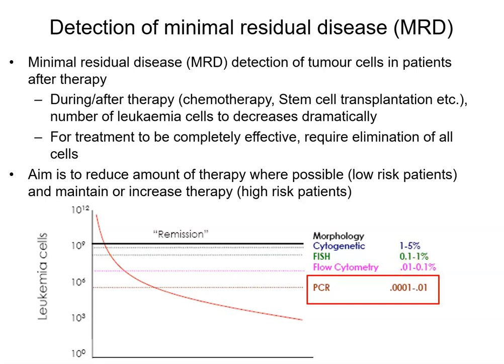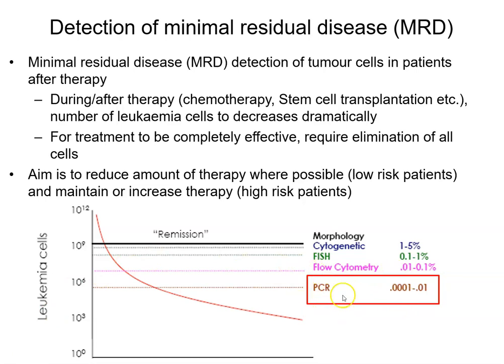Whereas for PCR, if done properly, it can detect down to 0.0001% of cells within blood being positive. If you think of a 10 ml blood sample having a few million lymphocytes, we can detect just one of those cells being positive in a 10 ml blood sample.